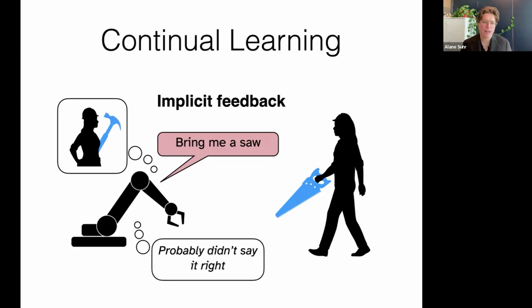signal that both includes the fact that this was an incorrect description of the intent of bringing a hammer, but that it actually might better align with what the user actually did, which was to bring it a saw. So we actually can learn two different things from this single interaction.